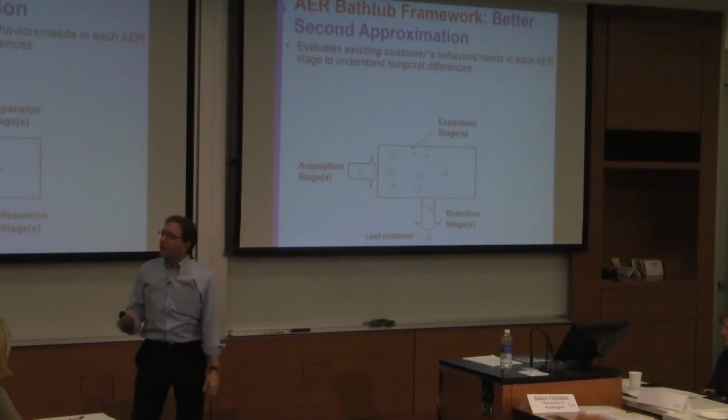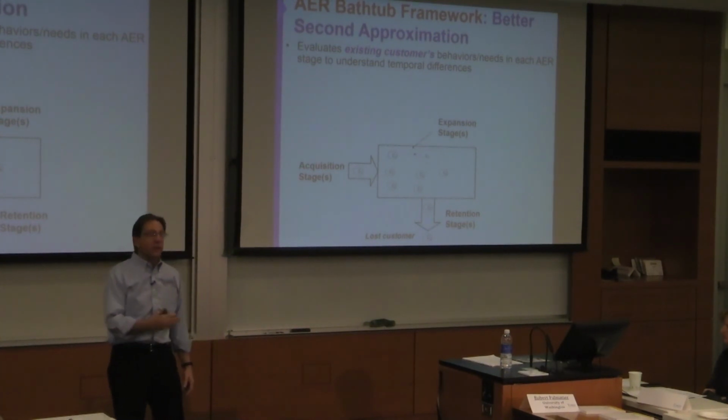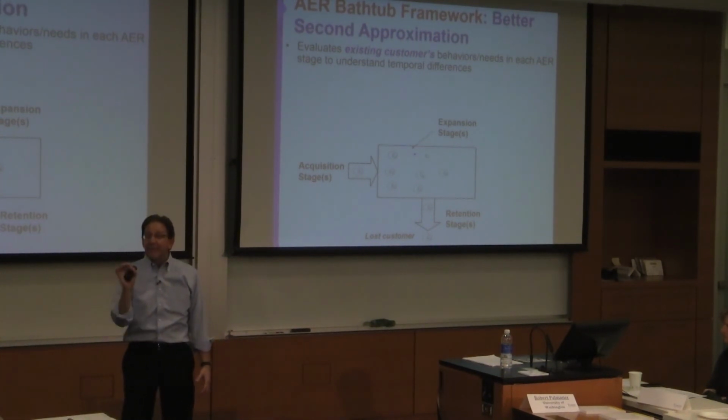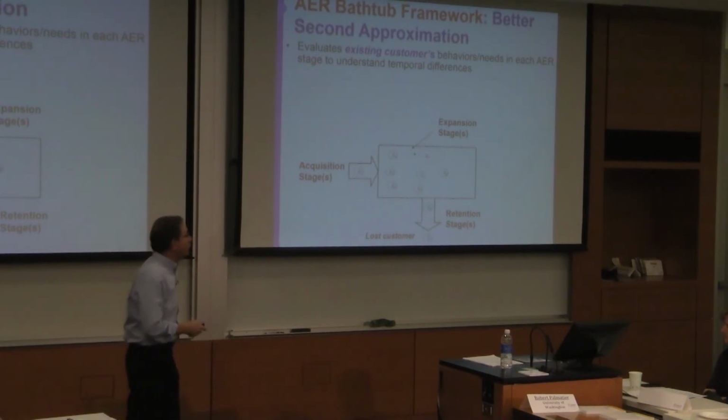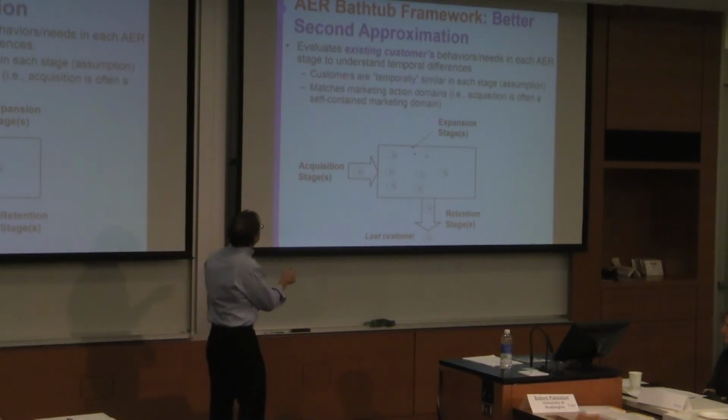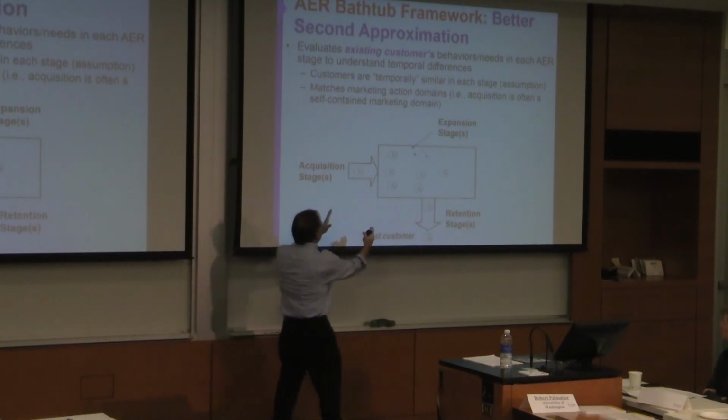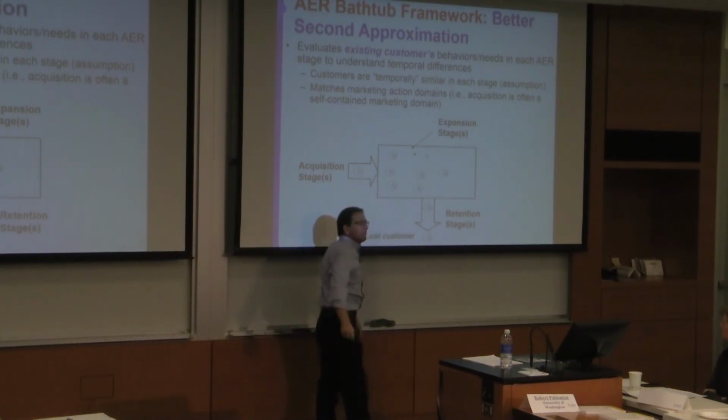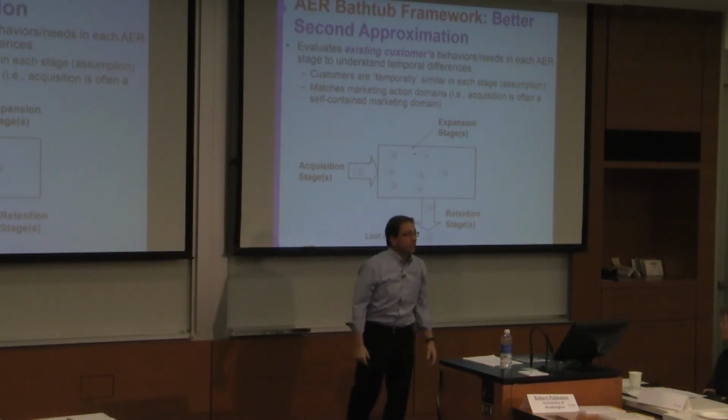Because why do I want to do stages? It's a lot easier to conceptualize than if I try to treat every customer as an individual. Even though that's the best way to do it, we're going to do them in stages, if customers are temporally similar. So I'm arguing when people buy their first car.